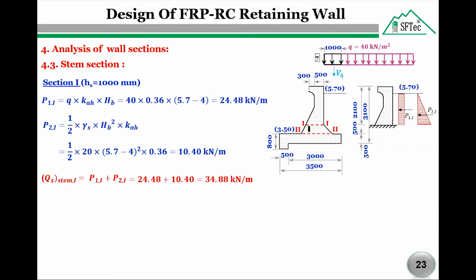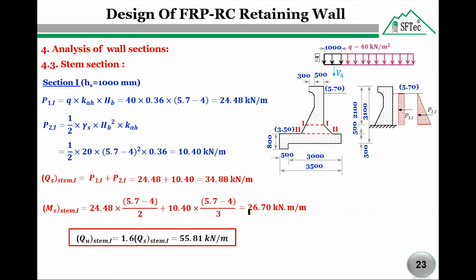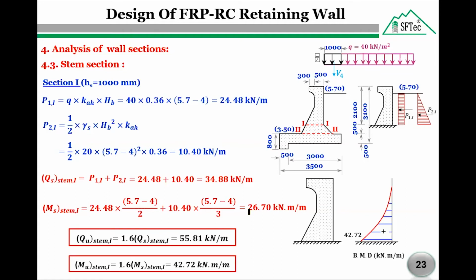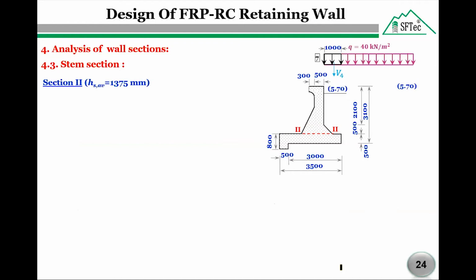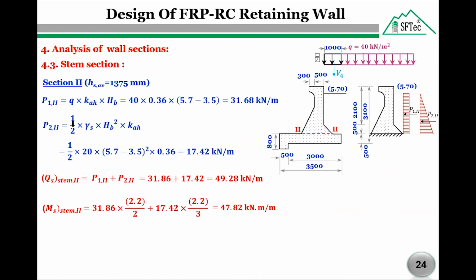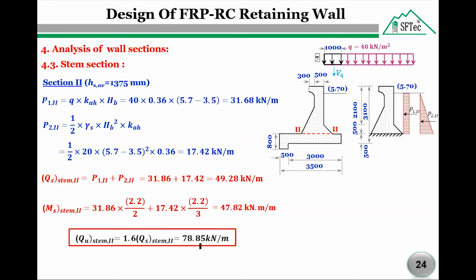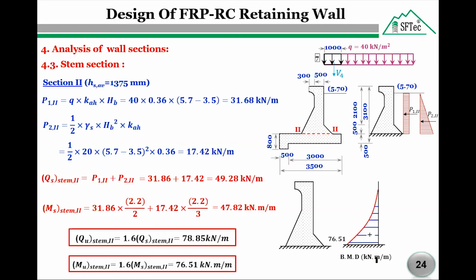The maximum shear force at the base of section 1-1 equals the summation of P1 and P2. And the maximum moment at the face of the stem of section 1-1 equals 26.70 kilonewton meter. A factor of safety 1.6 for the shear force and for the bending moment is taken into consideration. And here, this is the final shape of the bending moment diagram. For stem section 2-2 at the base, the same procedure was followed to calculate the acting loads at this height of section 2-2, and the maximum shear and maximum moment were calculated, and finally the ultimate shear force equals 78.85 kilonewton per meter, and here is the final bending moment diagram for the factored moment.